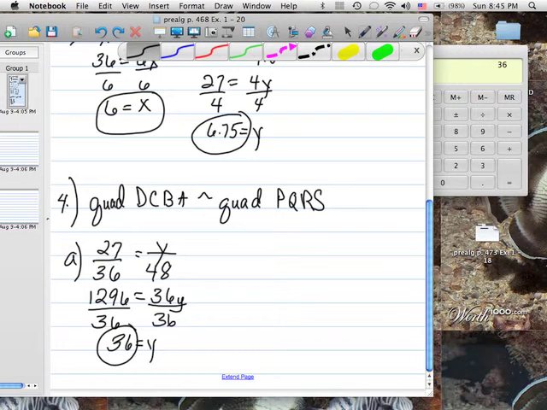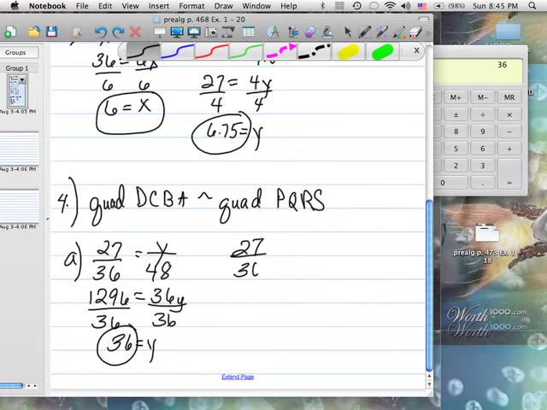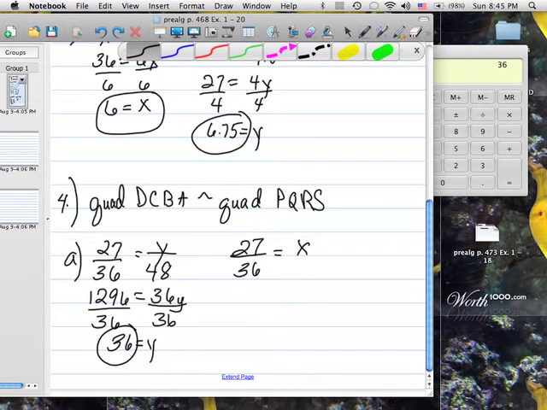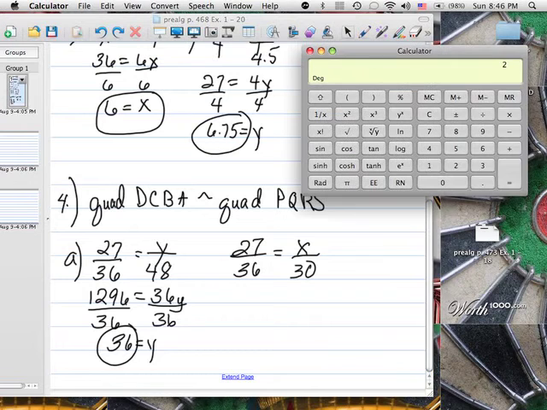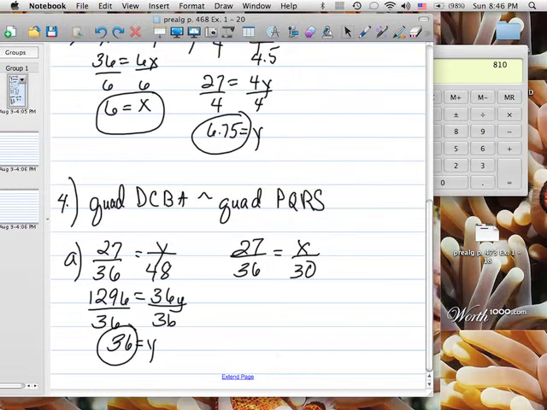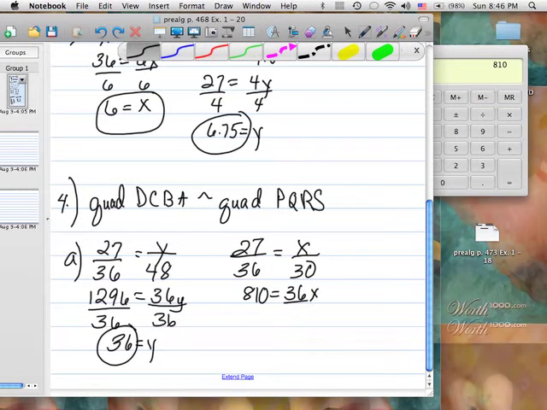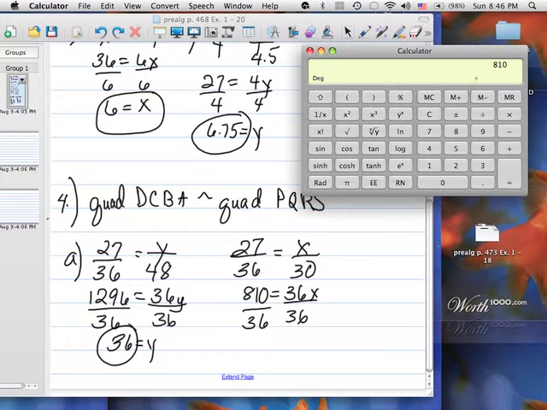Now we have to find x. So we can use the 27 over 36 again. And this time we're looking for x in the first shape. And x is line segment BA, which corresponds to line segment RS, which is 30. So using cross products again, 27 times 30 equals 810. And then divide by 36. We get 22.5 for x.